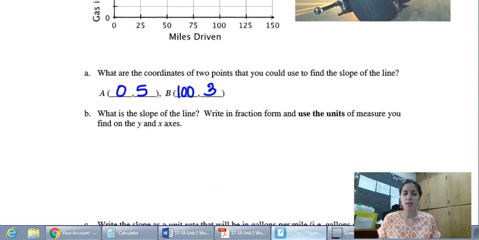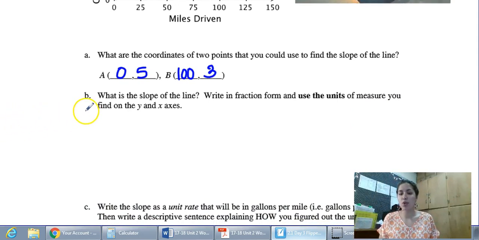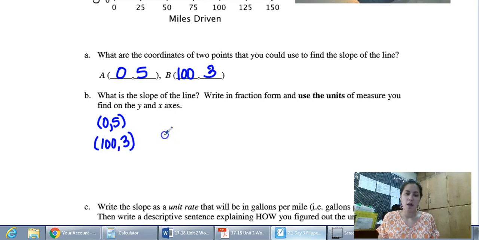B says, what is the slope of the line? Write in fraction form and use the units of measure you find on the y and x axes. So let's get into calculating. I'm going to bring down my 2 ordered pairs, 0, 5 and 100, 3. My slope is going to be change in y divided by change in x.